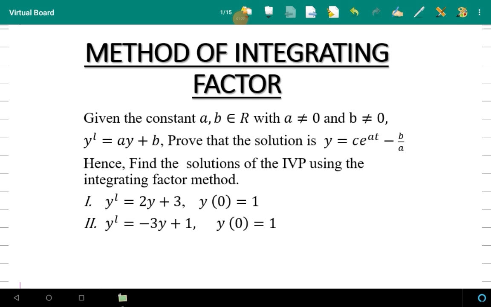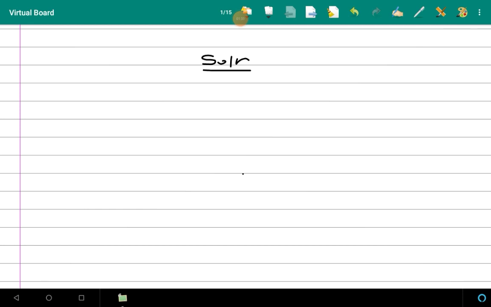So, solution. We have y prime equal to ay plus b. We group all the y's to the left hand side, so we have y prime minus ay equal to b. Let's call this equation 1.